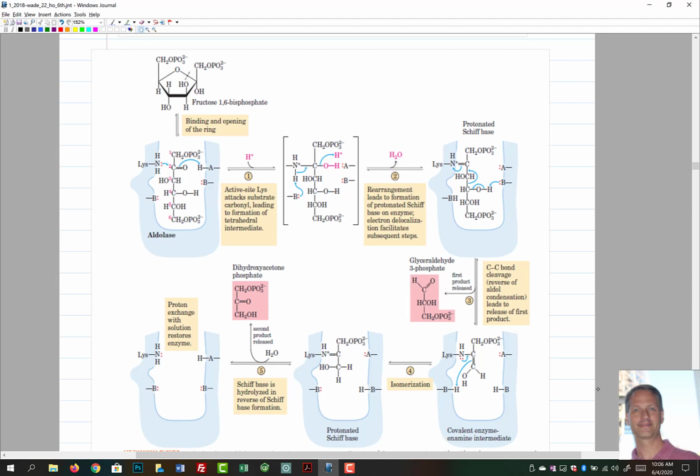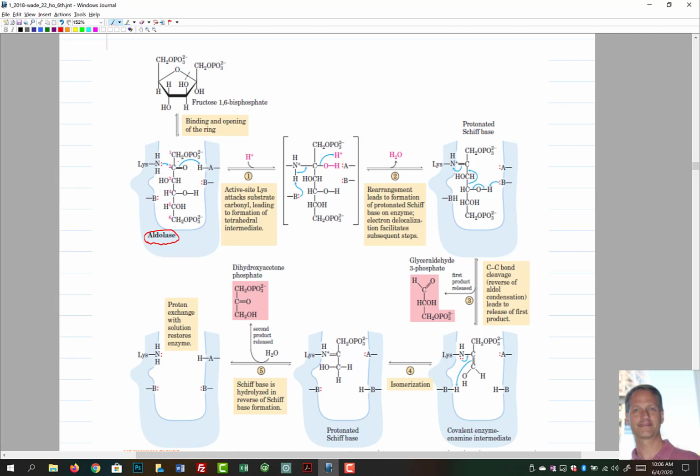So if we look at the reaction here, here is your cyclic form of fructose 1,6-bisphosphate. And what's going to happen here is that it's going to open up. We'll talk about how that occurs in chapter 23. And it goes into the catalytic site of aldolase. And aldolase has all these proteins as functional groups that react with this molecule.